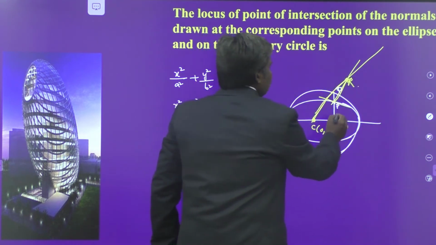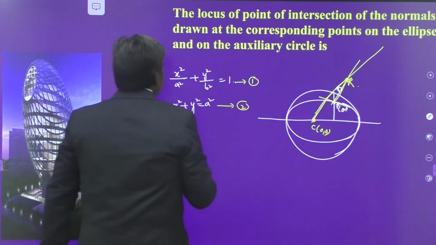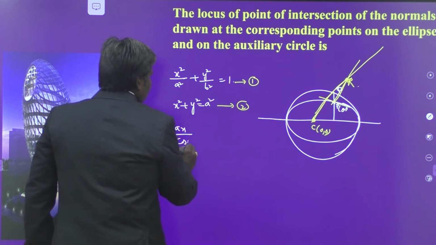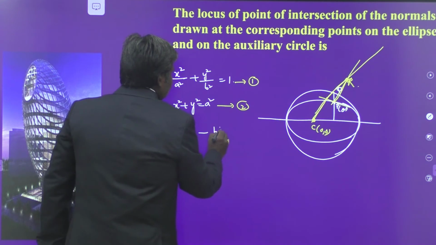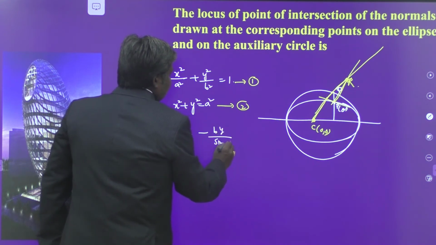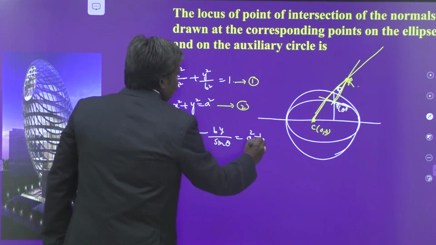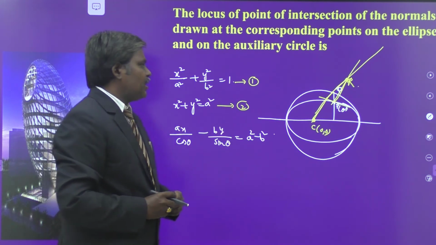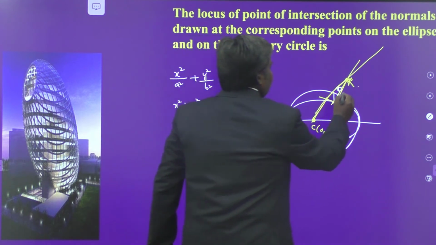So what is the equation of normal at P of theta? The normal at P of theta is ax secant... a x by cos theta minus b y by sin theta is equal to a square minus b square. This is the equation of normal at P of theta. What are the coordinates of Q?